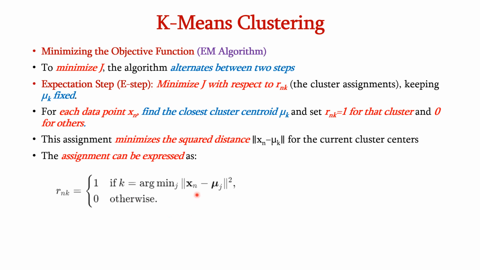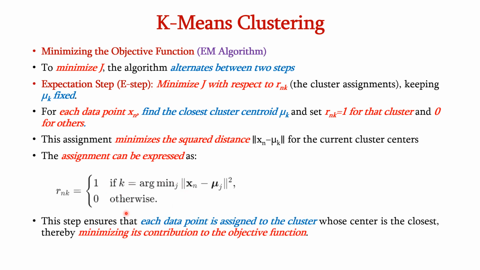That means if the distance between the particular data point and the cluster centroid is the minimum, then we assign this data point to that particular cluster k, which is represented as 1. Otherwise, it won't be assigned to that cluster and it will be 0. So this step ensures that each data point is assigned to the cluster whose center is the closest, thereby minimizing its contribution to the objective function.